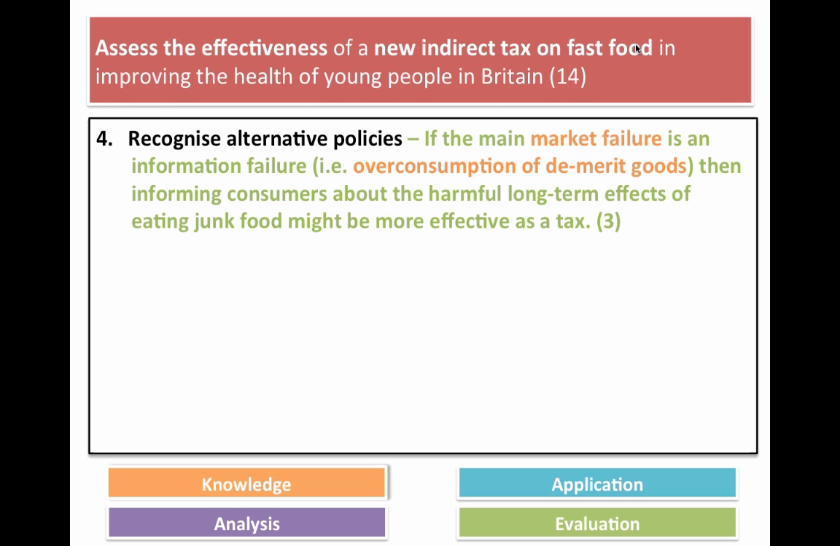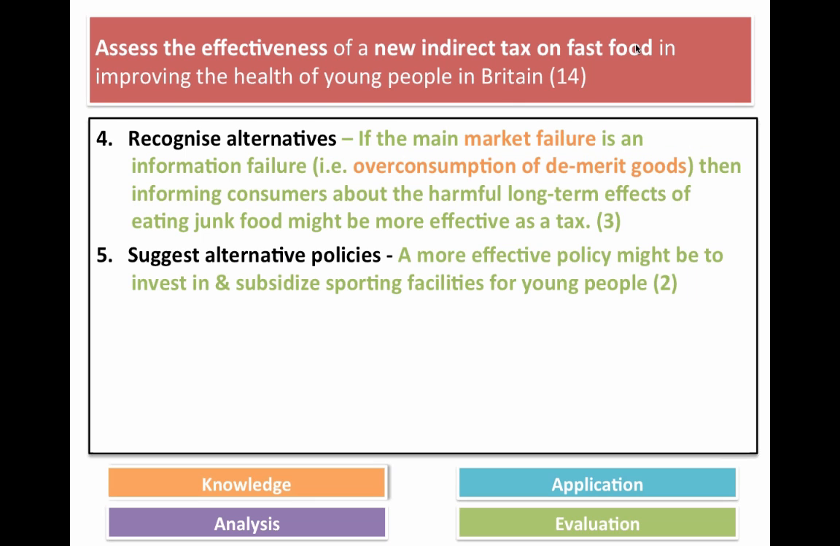Okay, so I've put in demerit good and market failure to score some knowledge marks. That's built into my evaluation. Here we go. If the main market failure is an information failure, i.e. overconsumption of demerit goods, then informing consumers about the harmful long-term effects might be more effective as a tax. I go back to the question. And crucially in there, everybody, I'm putting long-term effects in there. I'm thinking in a slightly different time frame. So recognizing alternative policies, suggest alternative policies.